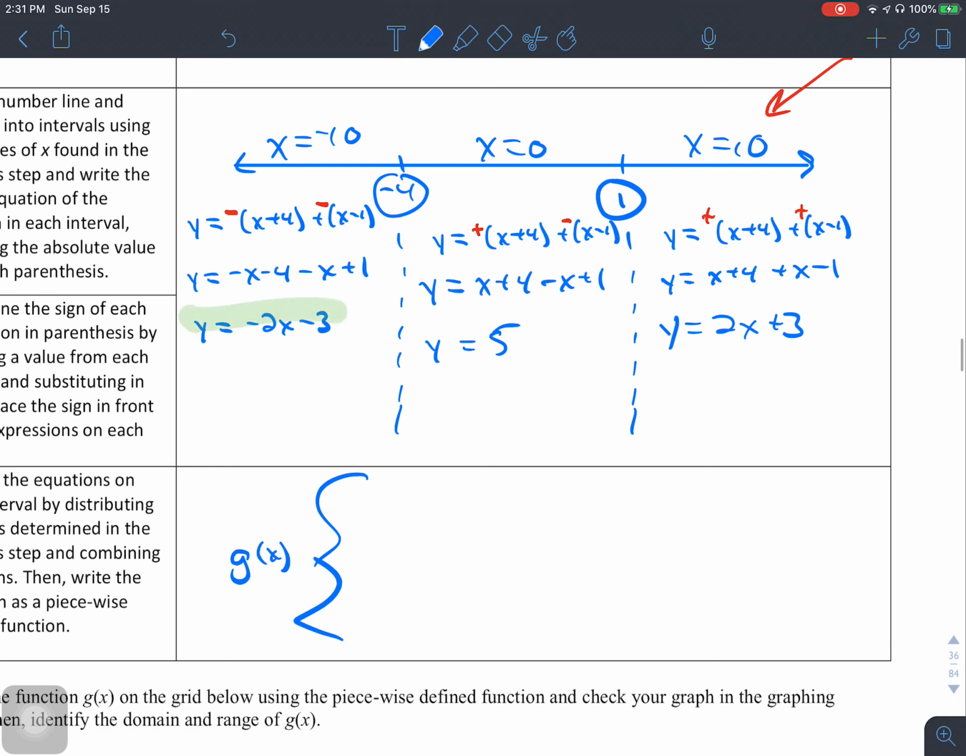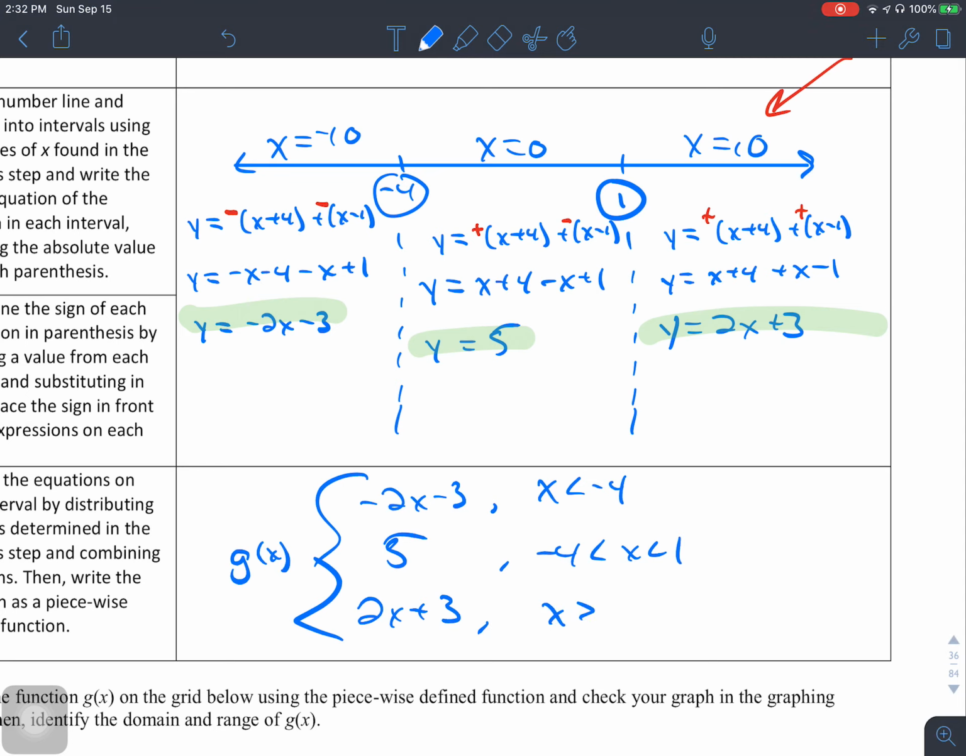The left part is -2x minus 3. When is this happening? Whenever x is less than -4. The middle part, g of x is equal to 5. When is this happening? When x is between -4 and 1. The last part is 2x plus 3. When is that happening? Whenever x is greater than 1.